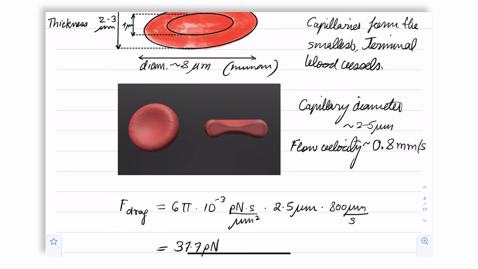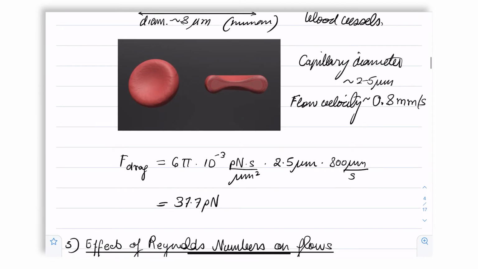The flow velocity is 0.8 millimeters per second. So knowing all this, 0.8 millimeters per second is 800 micrometers per second. Radius is 2.5 microns. We took an average of the thickness and the diameter, and 6 pi eta r v. So we get 37.7 piconewton. That's a high amount of drag. And this probably comes from the very high velocity as compared to the bacteria, as well as the larger size. So these two multiplicative effects.